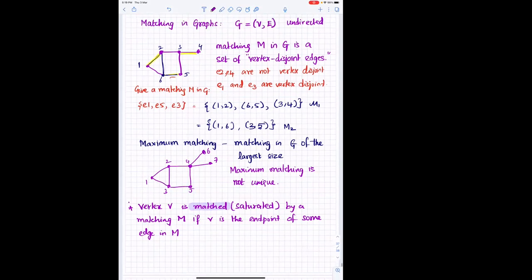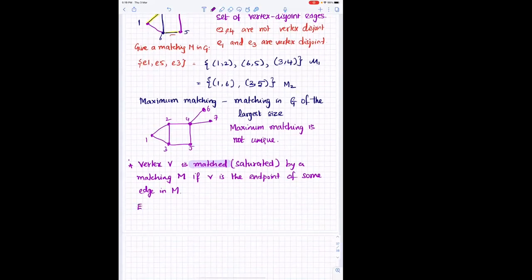So for example, if you look at this matching, the 1, 6, 3, 5 matching, is there a vertex that is not saturated? Yes, 2 and 4. Right, so 2 and 4, they are not saturated. So there are 6 vertices, but here only 4 vertices are covered. Whereas in M1, every vertex occurs. So every vertex is saturated by M1. So let us just record this. Every vertex is saturated or matched by M1, but not the case with M2.